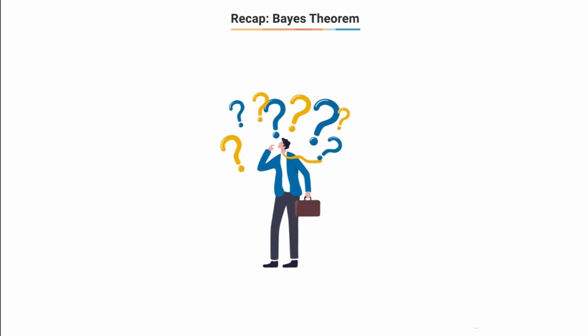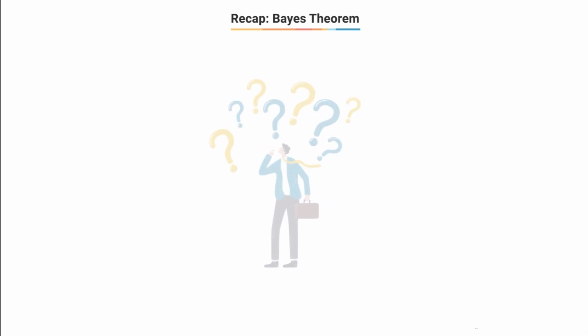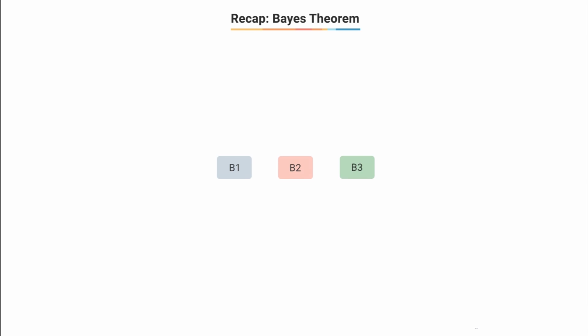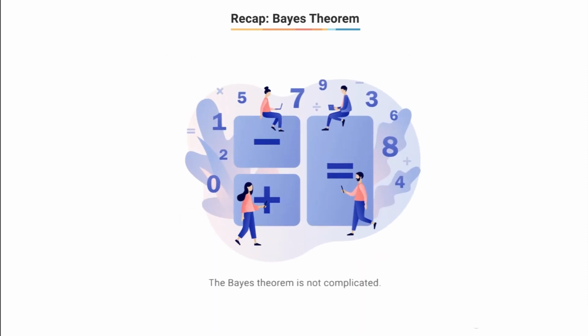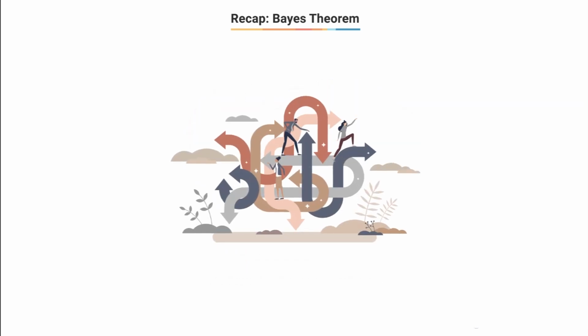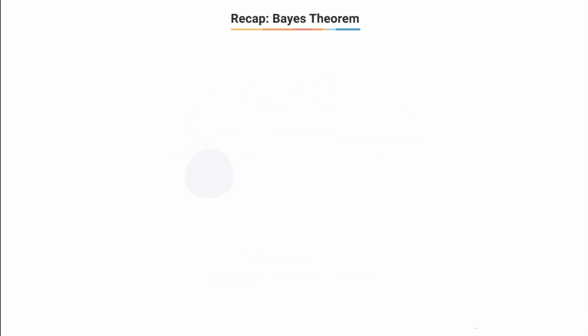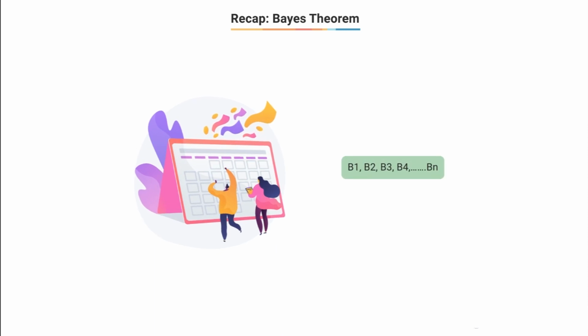Now, why did we consider a problem where B could have been broken into B1, B2 and B3? The reason is that these scenarios are more common in industry and real life, and even though you may have seen a lot of complex calculation in this segment, Bayes theorem is not that complex, and you can extend this to a more complex scenario. Suppose we have multiple events such as B1, B2, B3, B4 and so on up to Bn, which are mutually exclusive.